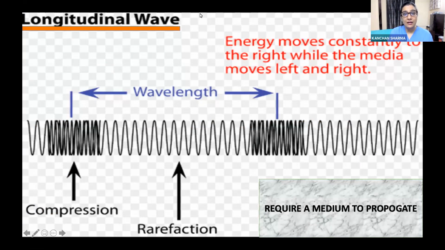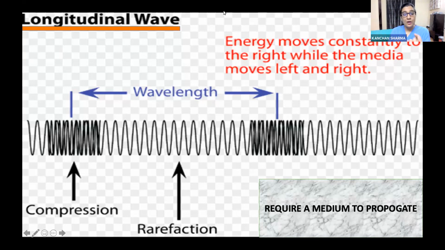This is basically a longitudinal wave. When I say longitudinal wave, that means this wave is going to travel constantly in one direction, right? And this wave needs some particle, some medium through which it can propagate. And how is this going to propagate? You have compressions, you have rarefactions.